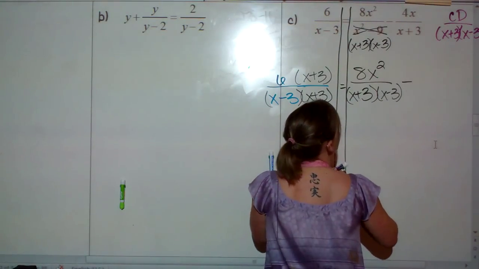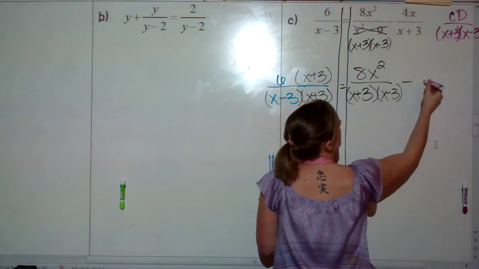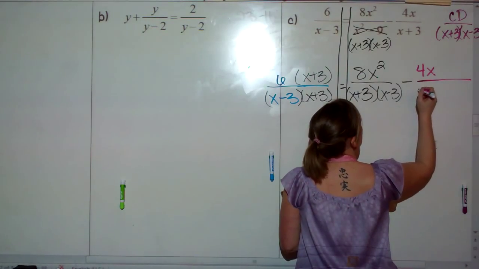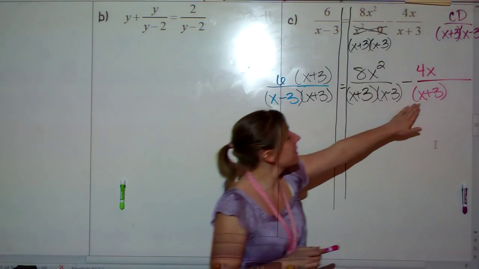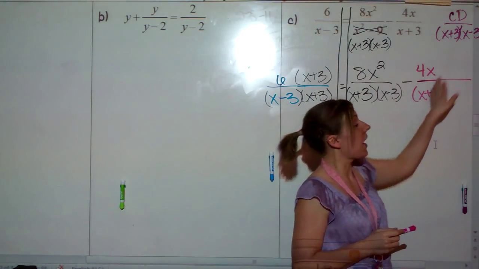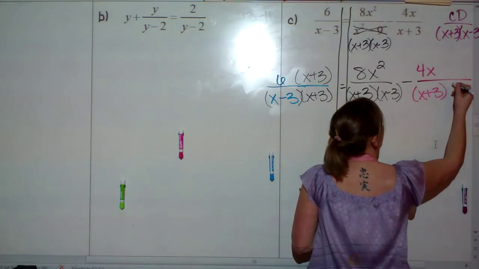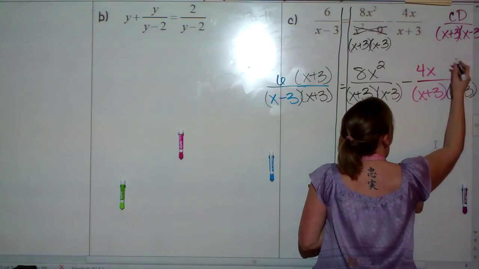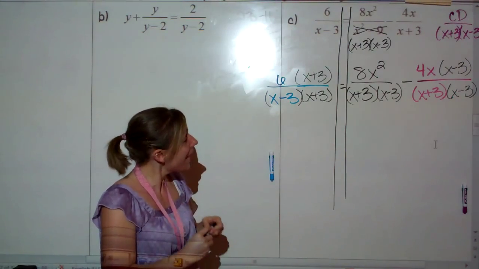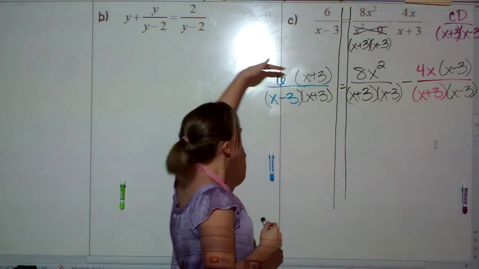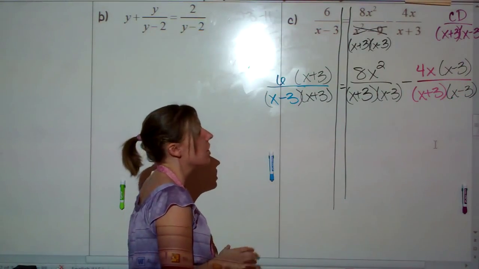This fraction, let me use the pink. Alright, this fraction is 4x over x plus 3. I already mentioned that it's missing the x minus 3 compared to that one since it had it all. So let's multiply x minus 3 on top and on bottom. Now they all match each other. So the numerators are going to adjust, but now the denominators all match.